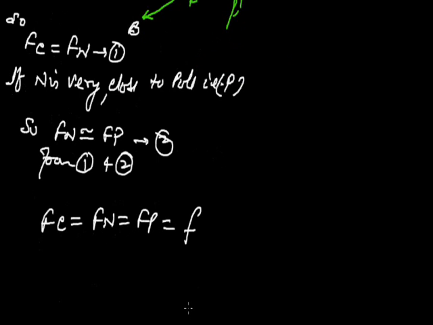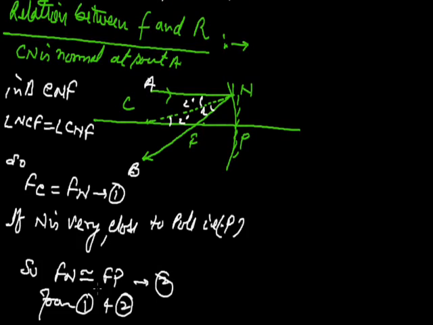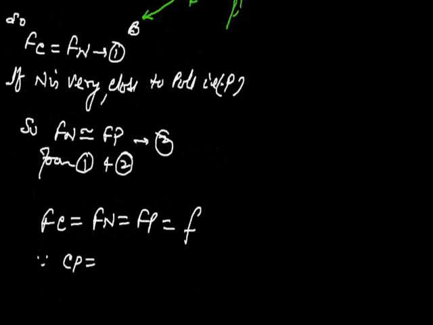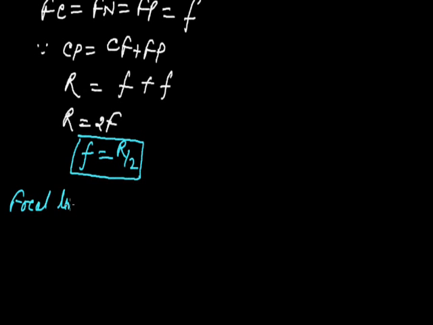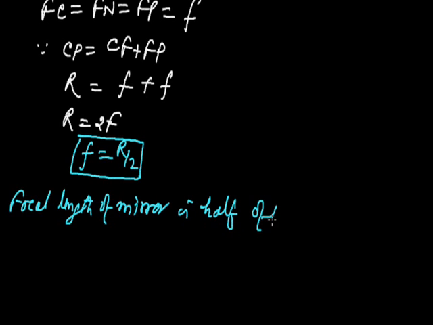In the figure, FP is the focal length because CP is CF plus FP. CF is F and FP is also F, and CP is R. The radius of curvature is F plus F. It implies that R is 2F or F is R by 2. The focal length of the mirror is equal to half of the radius of curvature.